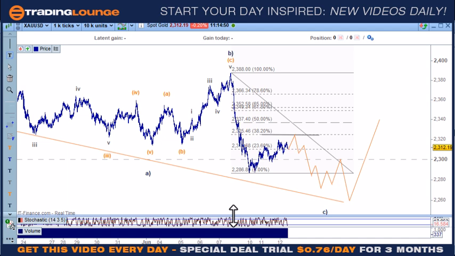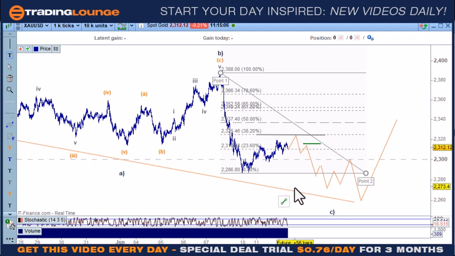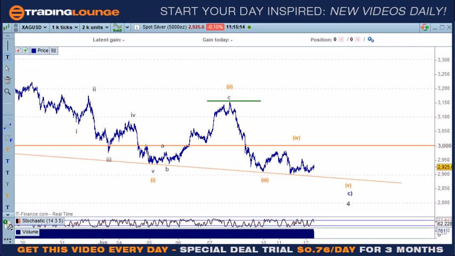But the interesting thing here is that if this here is 1, 2, 3, 4, and 5 at this point, then we can also look to go long. So we can go long on the second high here. So that's something that we'll be looking for in the next session, just in case it does move to the upside. Let's just have a quick look at silver as well. It won't be far behind.